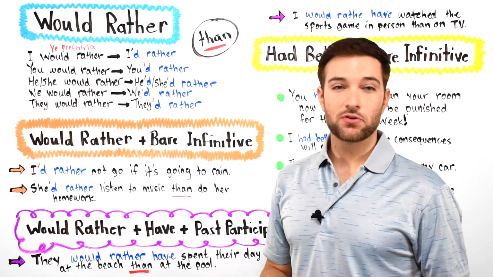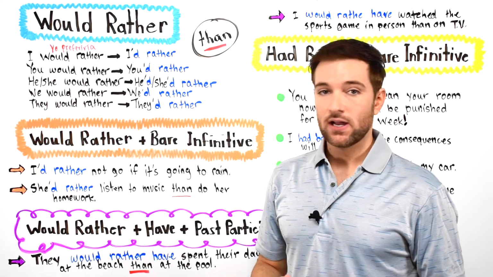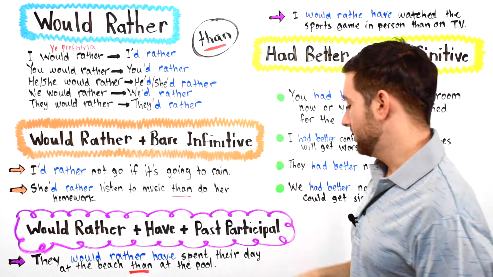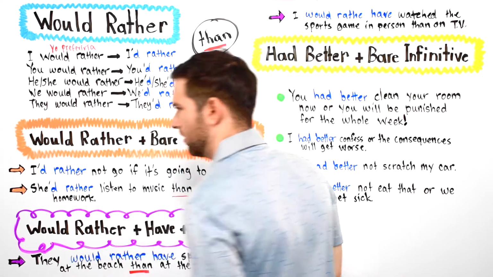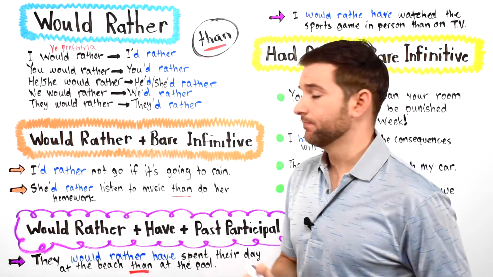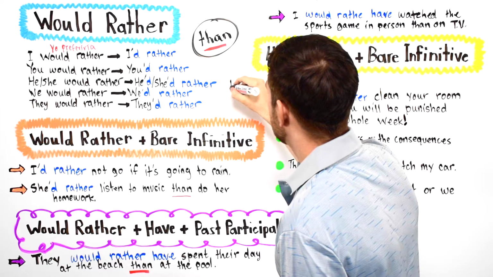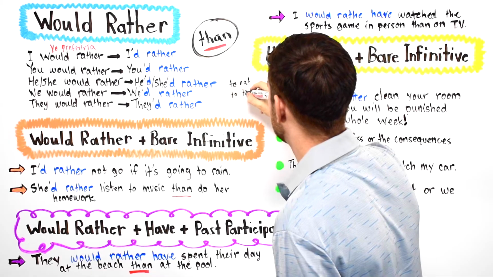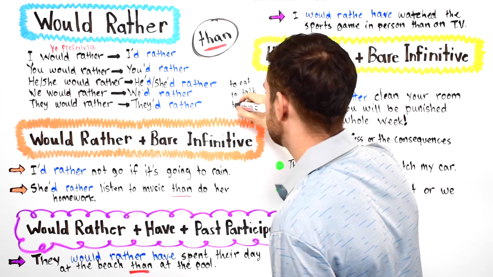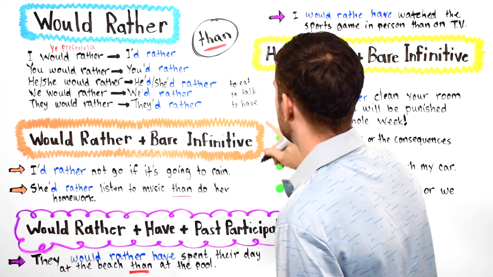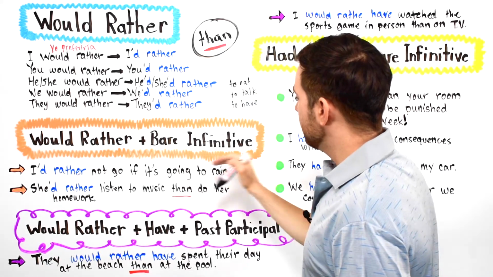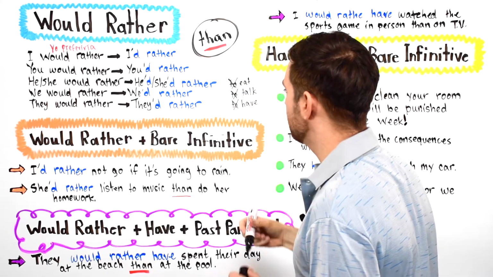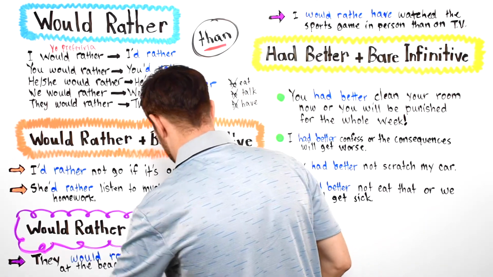Cuando queremos expresar una preferencia sobre el presente o el futuro, debemos decir would rather y luego the bare infinitive. Okay, so what is the bare infinitive? Remember when we have verbs like to eat, to talk, and let's say to have? The bare infinitive es el infinitivo sin la palabra to. So the infinitive without to is the bare infinitive.